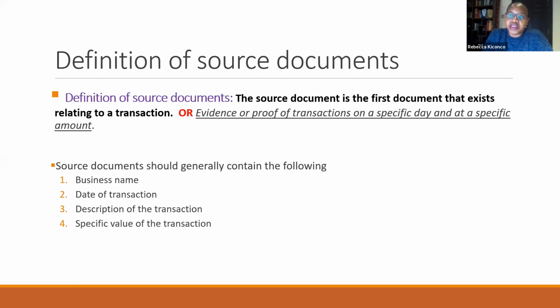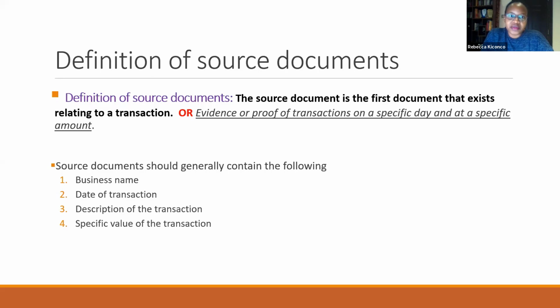Now, what is a source document? A source document is basically evidence. I hope you remember the accounting concept, specifically the accounting concept of verifiable objective, which basically says that any transaction that takes place should have evidence that it took place, and that evidence can be traced in source documents. Now, what is a transaction?